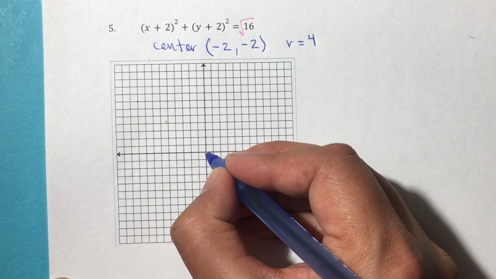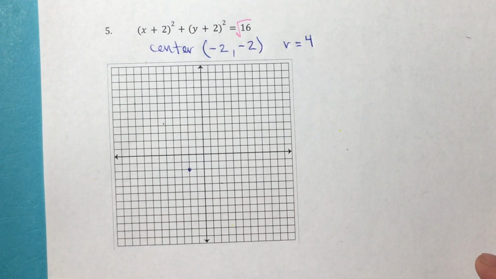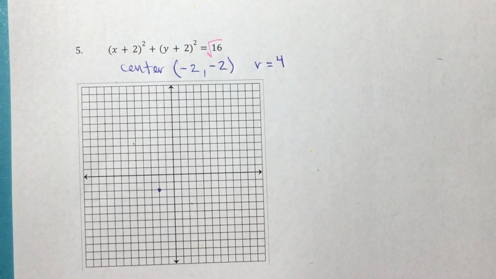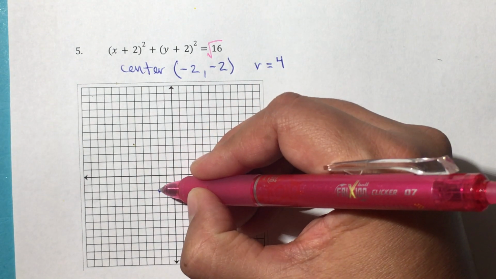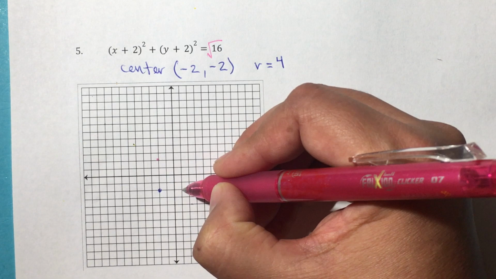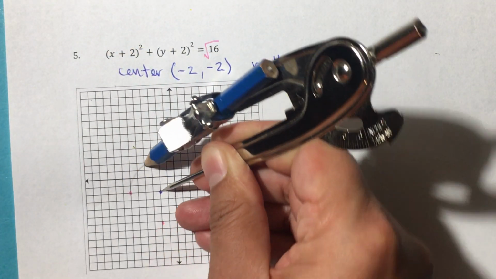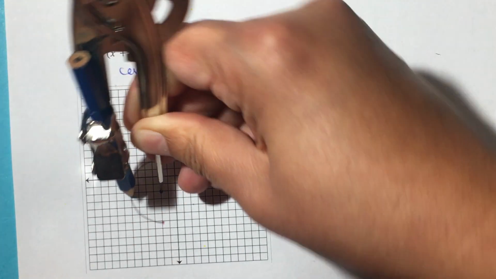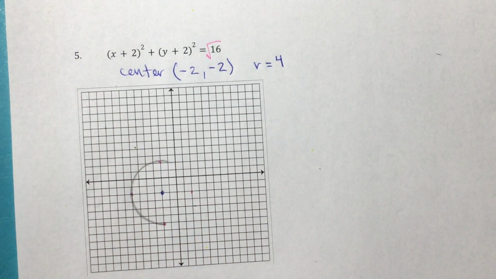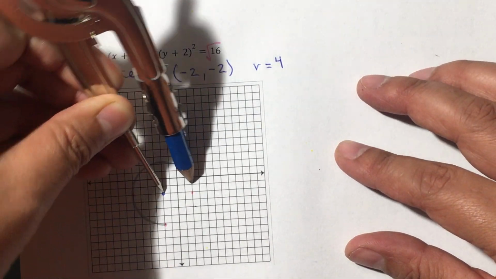-2, -2, so -2 on x, -2 on y will be right there. And then the radius is 4, so 1, 2, 3, 4. Okay, so again, maybe you want to do half of it and then turn it to the other side.